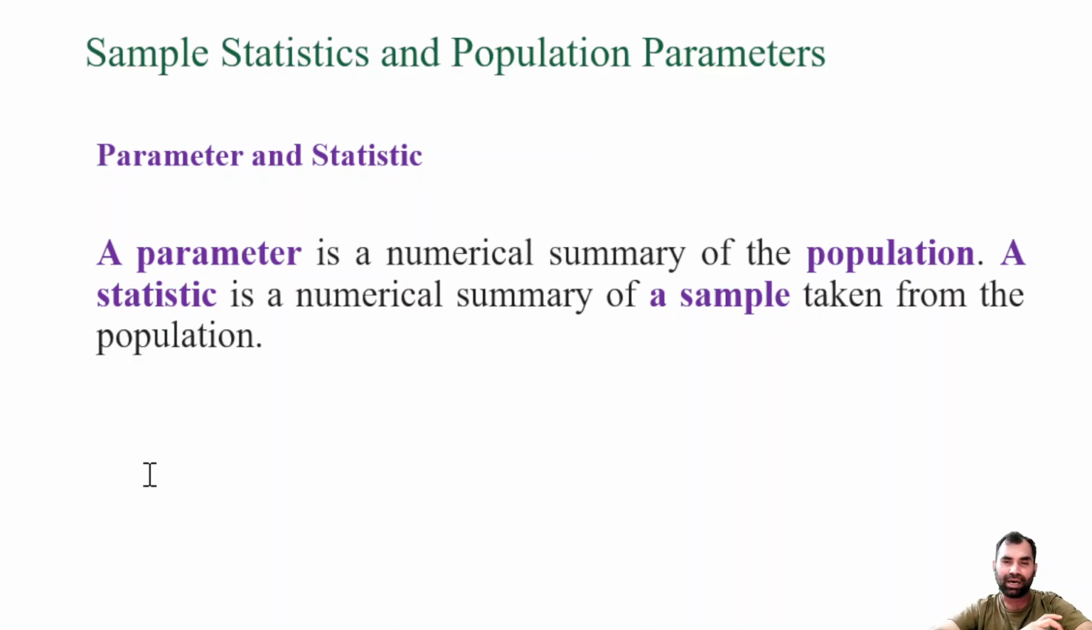If we have a numerical summary of a population, then we refer to it as a parameter. For example, the mean of a population is a parameter. The mode of a population is a parameter. The median of a population is a parameter. The standard deviation of a population is a parameter. So if we pick the numerical summary from the population, we refer to it as a parameter.